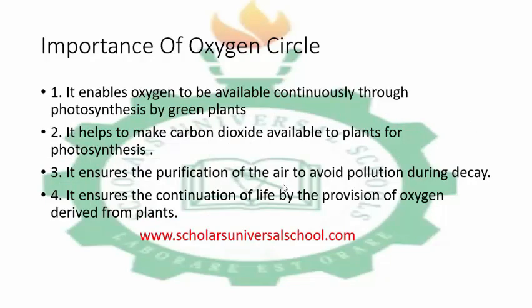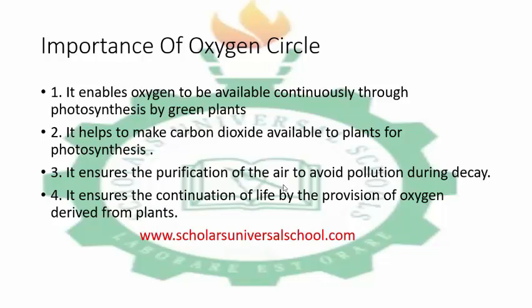It enables oxygen to be available continuously through photosynthesis by green plants. When green plants photosynthesize, they release oxygen to the atmosphere, which will be available for any other processes present in the ecosystem. The green plants, through photosynthesis, are the only ones who release oxygen to the atmosphere. It makes carbon dioxide available to plants for photosynthesis, because when animals breathe in oxygen, they breathe out carbon dioxide, which will be available for plants for photosynthesizing.